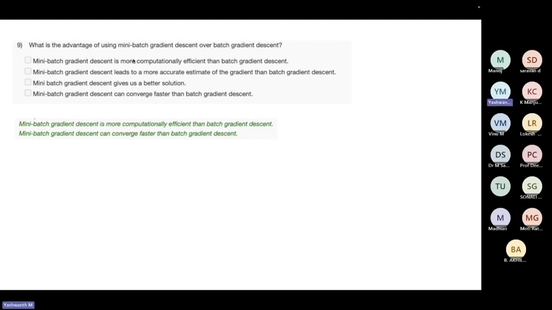And especially in deep learning, where the loss function is not convex, by taking a mini batch, it is like adding some noise to your gradient, right? And that has better properties of converging to a better minimum, right? So in general, option C is also somewhat correct. It gives a better solution.